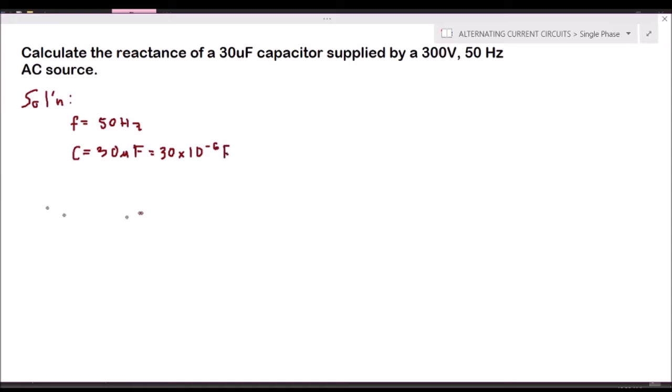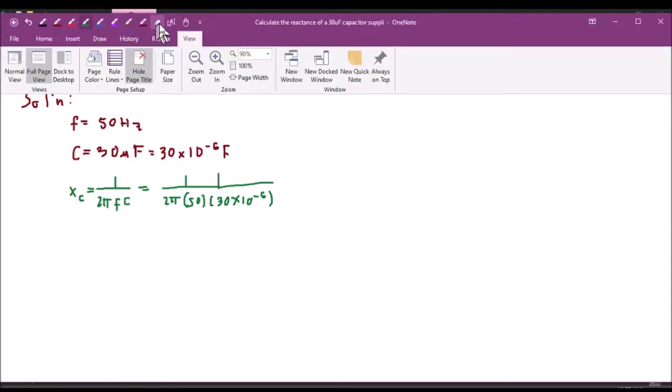Then our formula: XC is equal to 1 over 2 pi FC. Now we substitute our given. We have 2 pi times 50 times 30 times 10 to the power of negative 6.